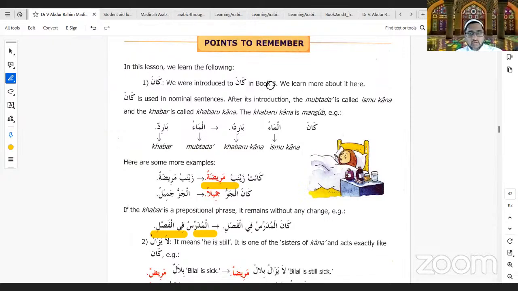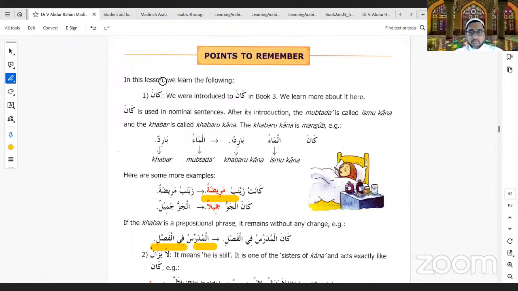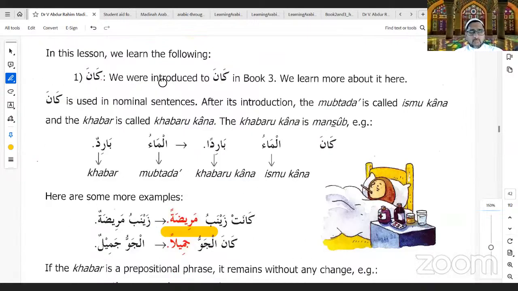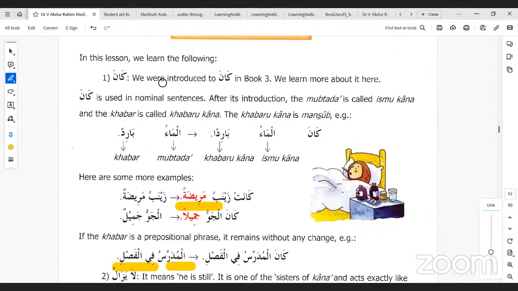I'm going to ask Sister Sabira Kanji to come on the mic. Assalamu alaikum, rahmatullah. If you can kindly start off with point number 1. In this lesson, we learned the following.